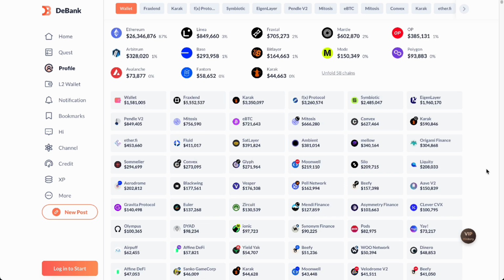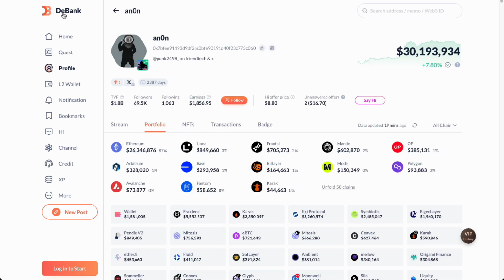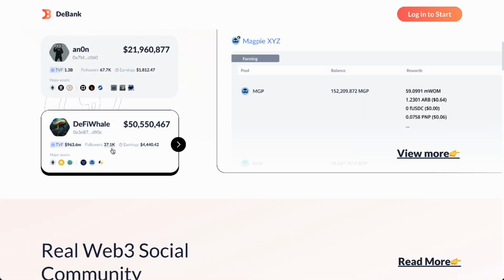I'm not going to mention the rest, but he has a lot on Polygon and Mode, even BitLayer, and even Base, as you can see. You even have Arbitrum, Fractal, Linea, Mantle. It's very distributed across a lot of blockchains. So DeBank is really good for cross-chain activity, for tracking crypto whales. Basically, DeBank and Whale Alert are the best places to go for tracking crypto whales in the DeFi and crypto community.